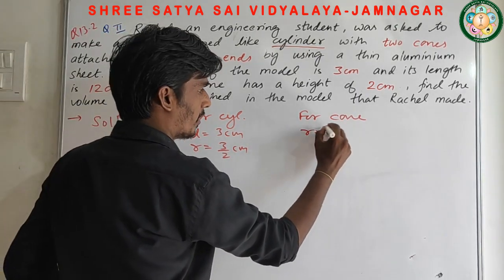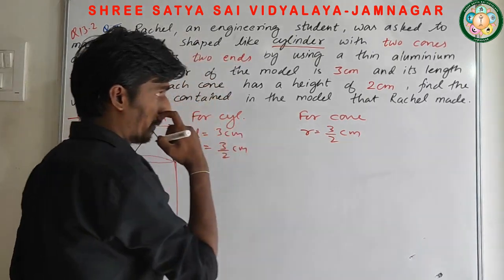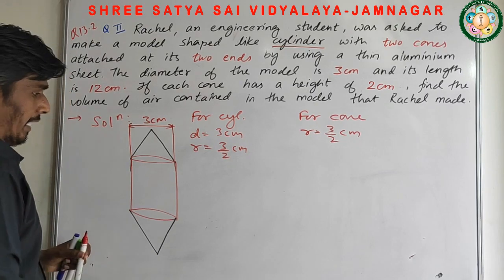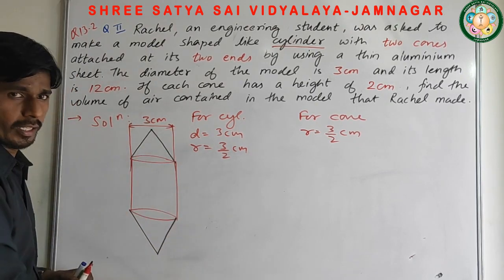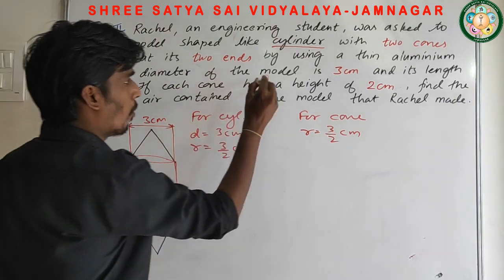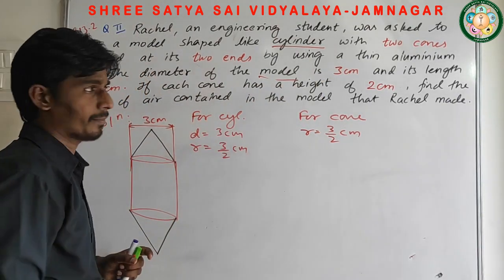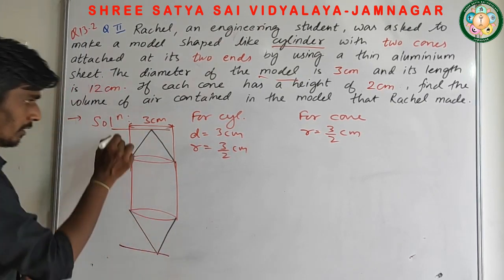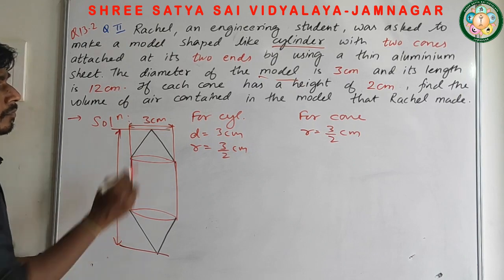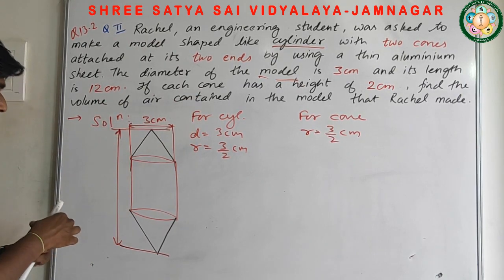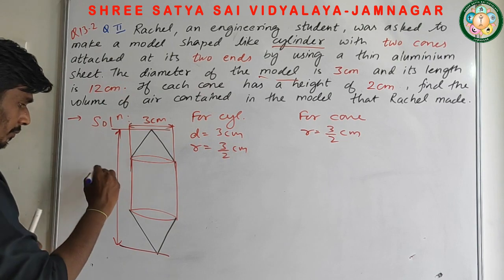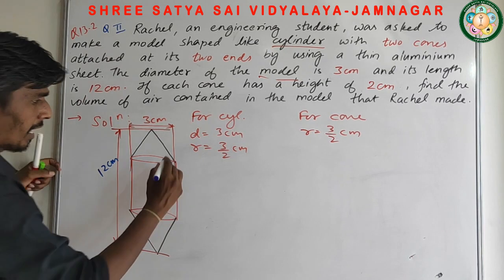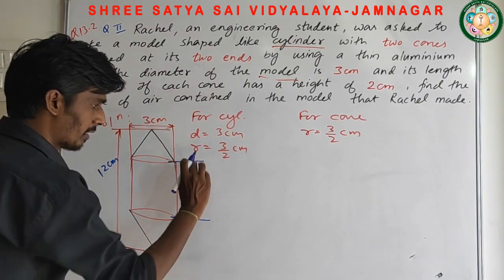So I can write here radius is 3 by 2 centimeter. Now its length is 12 centimeter. Now its length, is it cylinder length or whole model length? It's mentioned here. The diameter of the whole model is 3 and its length. So the total length from this end to this end is how much? It's 12 centimeter. Total length is 12 centimeter. So from this 12 centimeter, I have to find out the height of the cylinder.